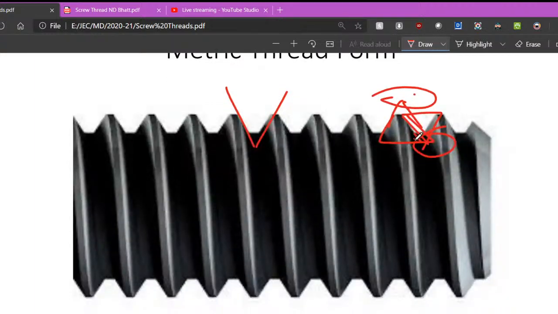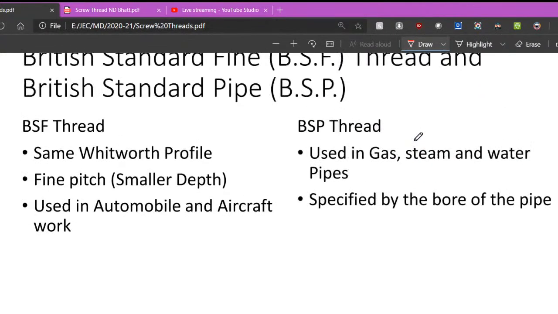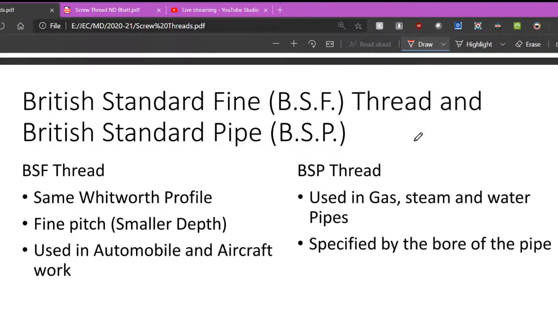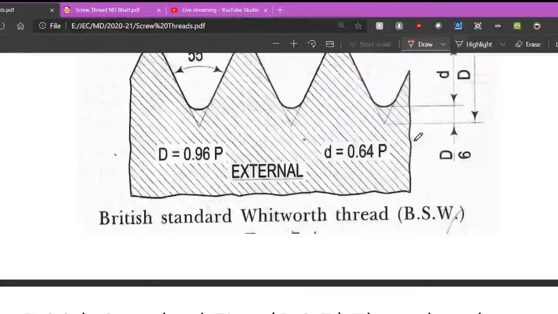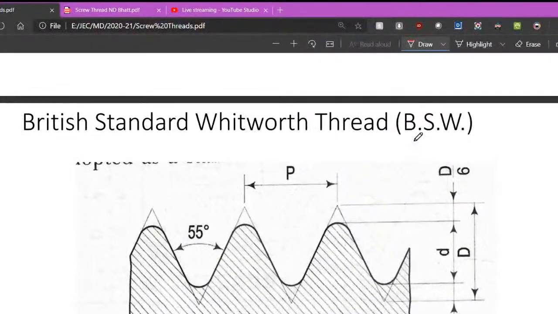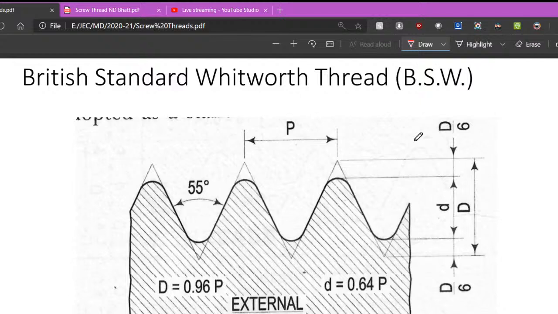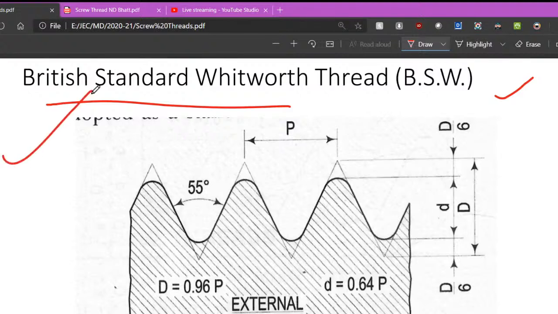Okay, next is British standard pipe fine thread and British standard pipe threads. So British fine threads are having the same, oh sorry, I have not discussed this one. British standard whitworth thread? So it is used in Britain. British manufacturers were using this, so they made it and published it.